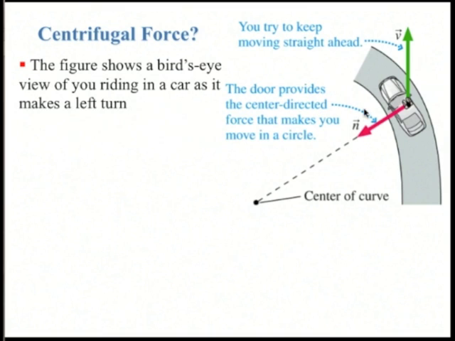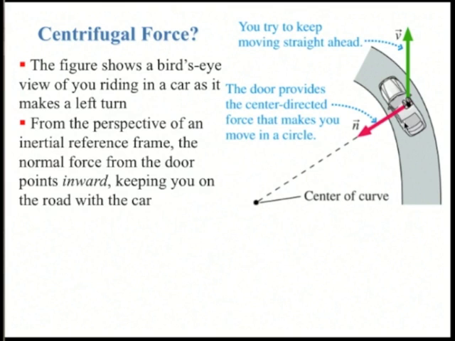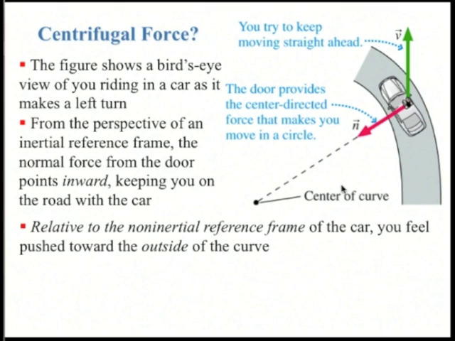So here's a bird's eye view of you riding in a car as it makes a left turn. From an inertial reference frame, what we will do in this course is we will note that there's a normal force of the door of the car on you pushing you inward that keeps you in the car. Even though what you want to do is keep trying to move straight ahead. That's your inertia, which wants to pull you off into the ditch.